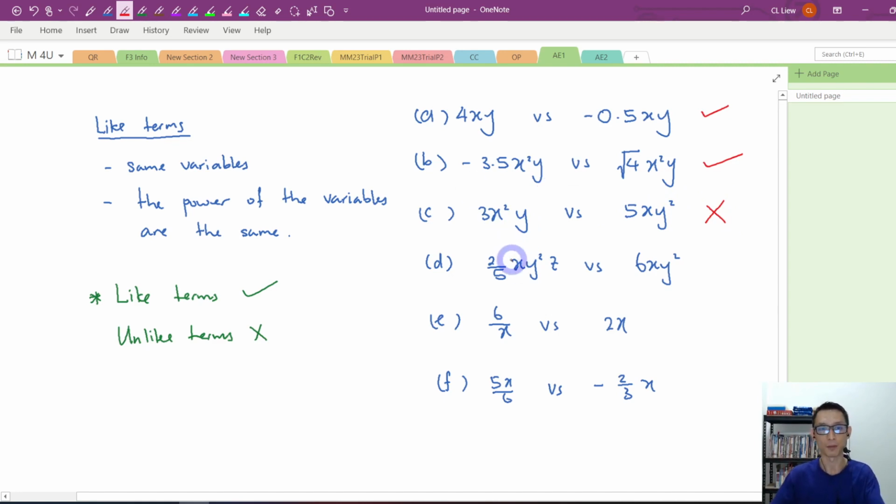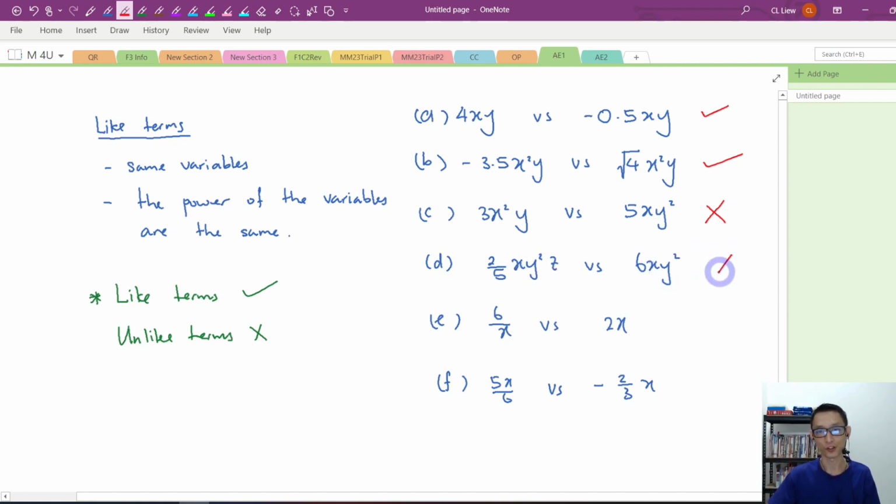Okay, now how about this one? As I told you just now, forget about the coefficients. 2 over 5 and 6, we can just ignore them. We just focus on the variable part. So x, y squared, z, and x, y squared. Different variables, right? We have x, y, and z here. Here we only have x and y.